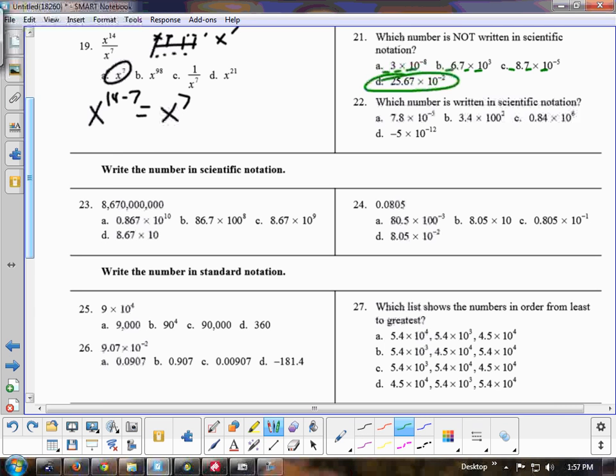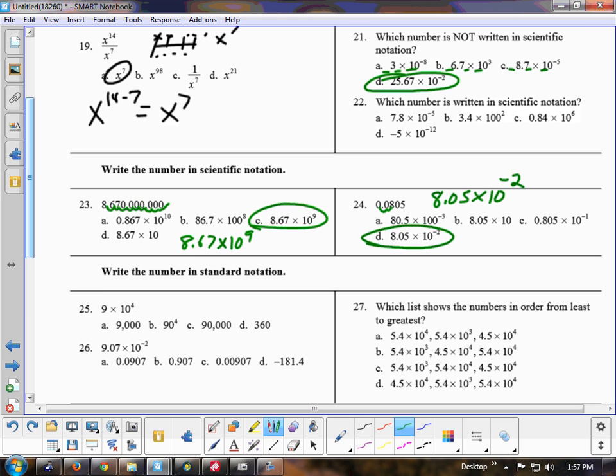Okay, we're going to move this over 1, 2, 3, 4, 5, 6, 7, 8, 9 spaces. So it's 8.67 times 10 to the 9th. You don't count the zeros, you count how many spaces you move it over. The only one that matches that is C. 24, now we're moving this way 2 spaces, 8.05. Because we went backwards, it's going to be the negative 2.